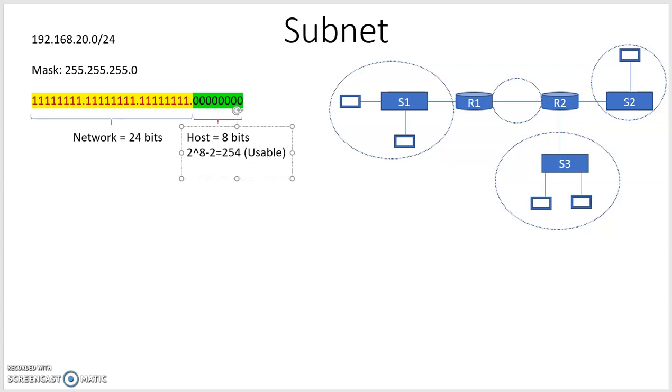Otherwise, the total number of IP addresses available is 2 to the power 8, so that gives 256. These are the available IP addresses. So usable is always 2 less than the available, because the first one is reserved for the network address and the last one is reserved for the broadcast.